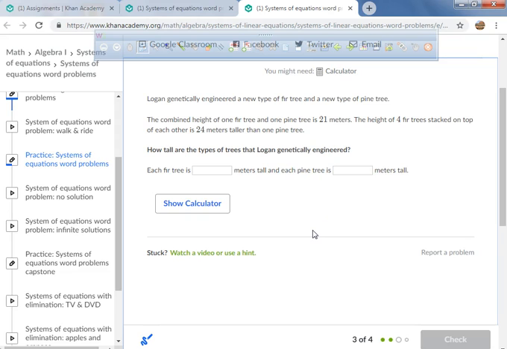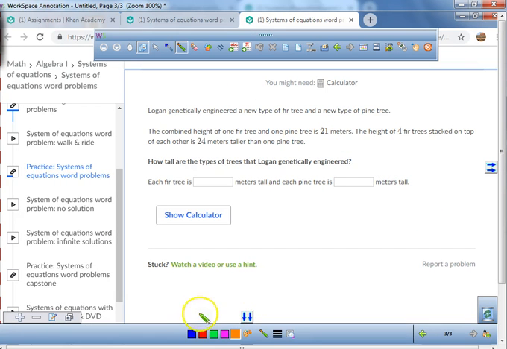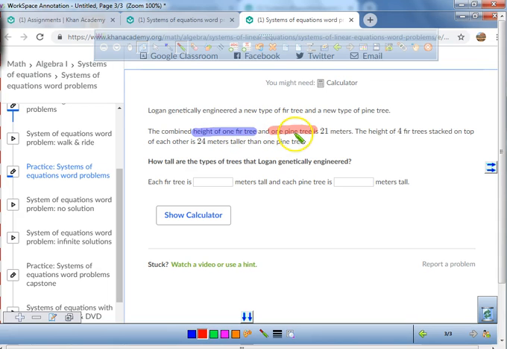Next problem. Now I have 2 more left. Logan genetically engineered a new type of fir tree and a new type of pine tree. All right, so here we have fir and we have pine. So I'm going to make the height of one fir tree and the height of one pine tree. So we have one fir and one pine is a total of 21 meters.